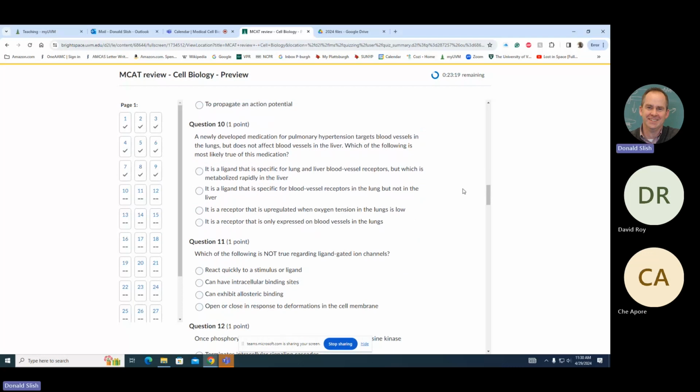Newly developed medication for pulmonary hypertension targets blood vessels in the lungs, but does not affect blood vessels in the liver. Which of the following is most likely true? Ligand is specific for lung and liver vessels, but which is metabolized? No. Ligand is specific for blood vessel receptors in the lung, but not in the liver. Possibly. Receptor is upregulated? No. Receptor is only expressed in the blood vessels in the lungs.